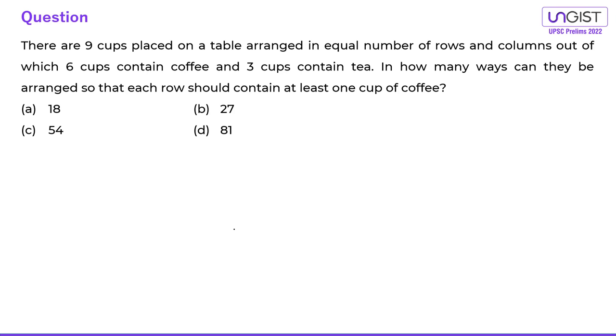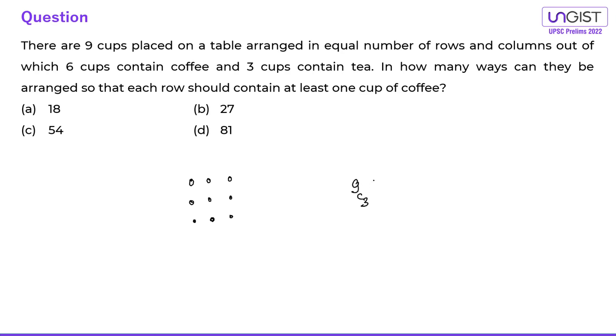After that, the question is, there are 9 cups placed on a table arranged in equal number of rows and columns, out of which 6 cups contain coffee and 3 cups contain tea. How many ways can they be arranged so that each row should contain at least 1 cup of coffee? Okay, so everyone here, actually 9, 3 are tea, right? 3 contain tea. So we have to put them also. So just find 3 places where these are the arrangements. So just pick 3 places where 3 tea can be put. Fine. So out of 9, 3 places will be chosen. So this is 9C3, right?